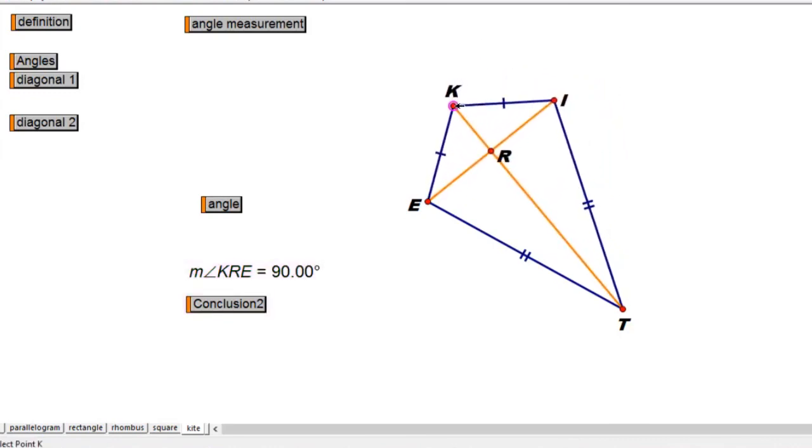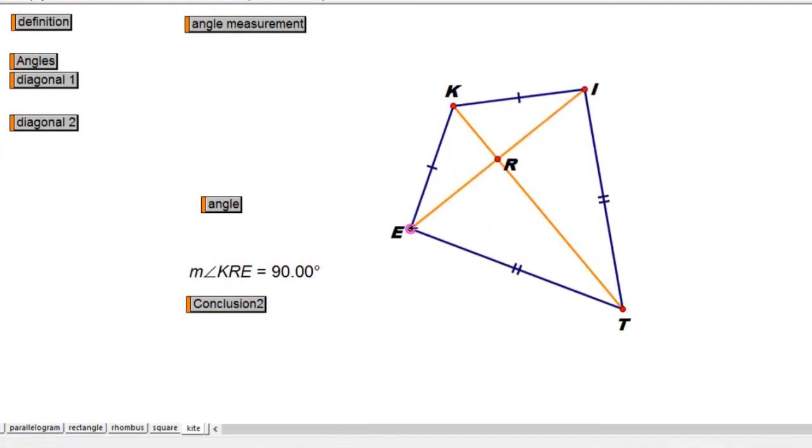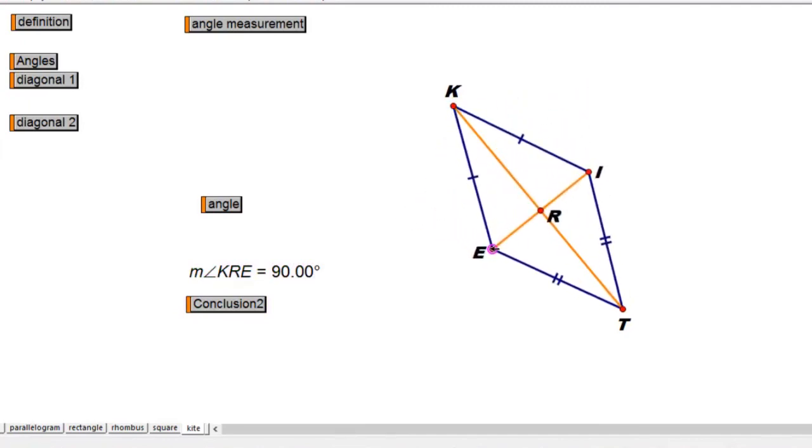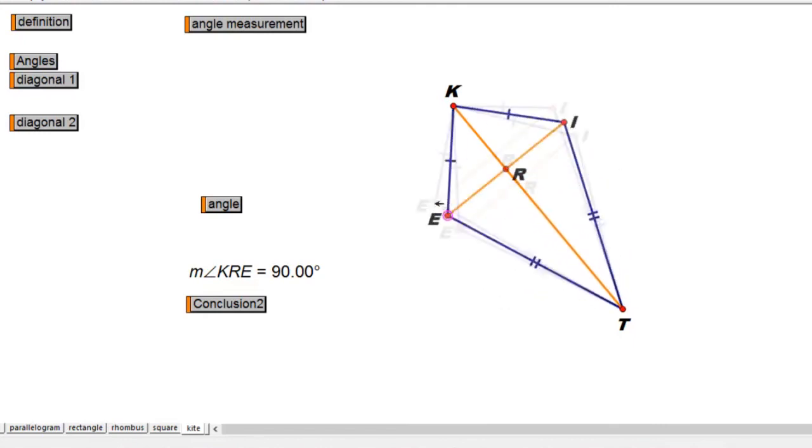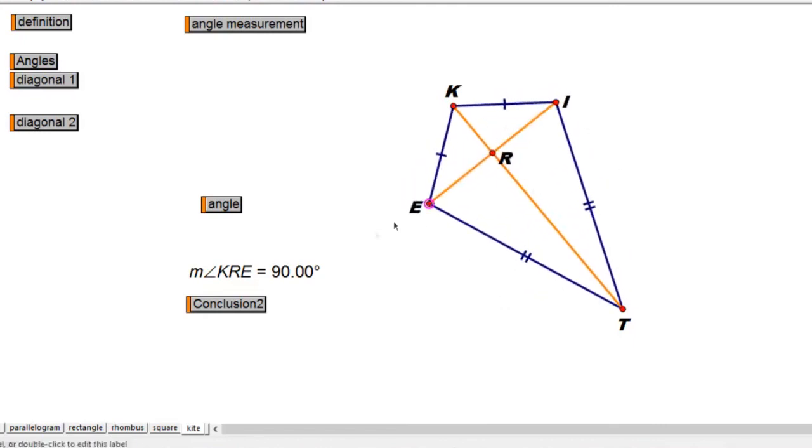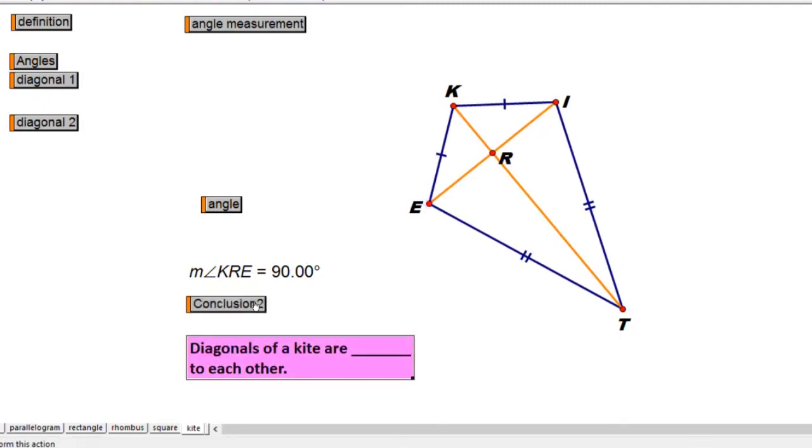So, with that in mind, what can you say about the two diagonals of a kite? Write down your conclusion and share it with your classmate in your next meeting.